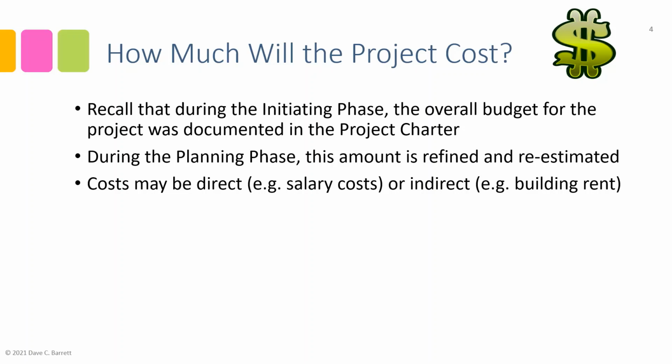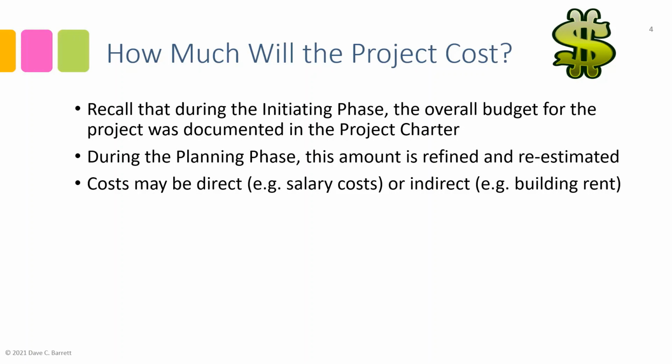So costs may be direct or indirect. Direct costs are costs that are directly caused by the project and normally are tracked by the project in terms of its budget. Things like the cost of the people working on the project in terms of their salary or hourly rates, and materials that are consumed by the project. If there was wood or lumber or some kind of materials consumed during the project, then those would be direct costs.